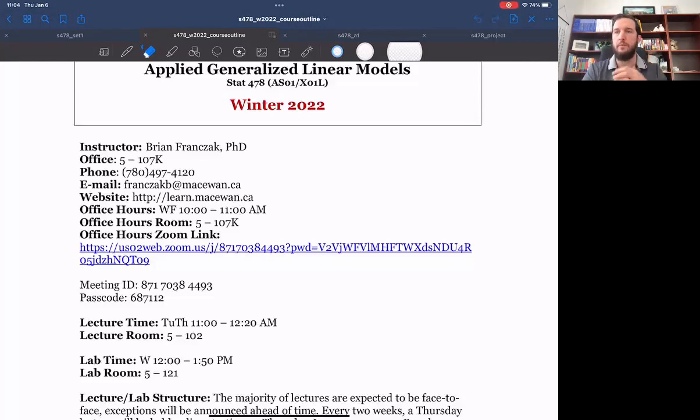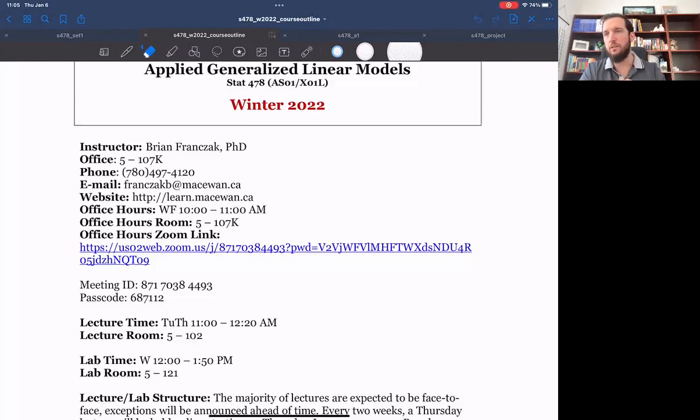This class, as I had mentioned before, has a lecture and a lab component. The lectures are Tuesday, Thursday from 11 till 12:20, and the lab is Wednesday from 12 to 1:50. So it's actually a pretty heavy course in terms of the amount of hours spent on this course per week. There's roughly 2 hours and 40 minutes of lecture, and then there's a 1 hour and 50 minute lab, so about 2 hours. That's almost 6 hours of coursework a week.